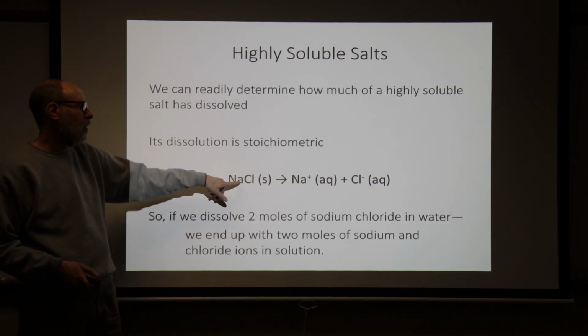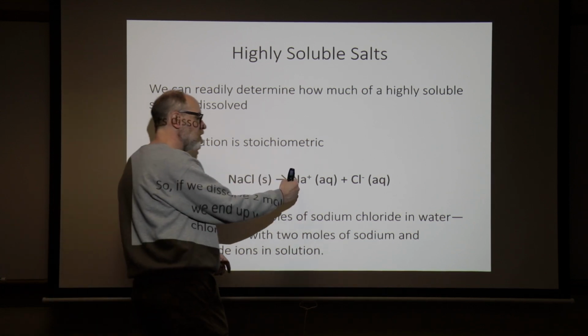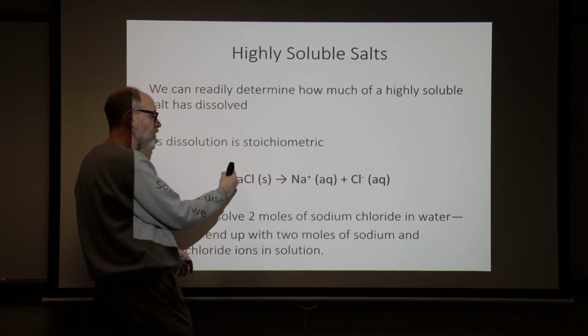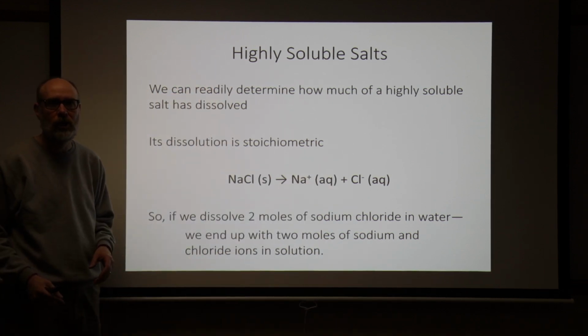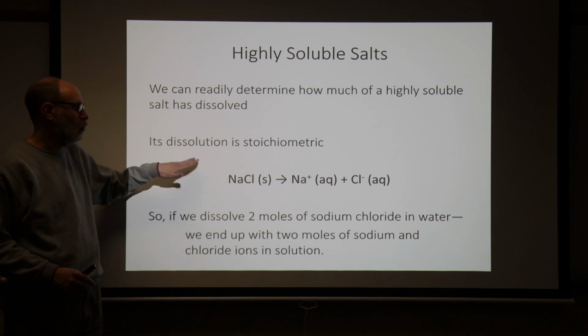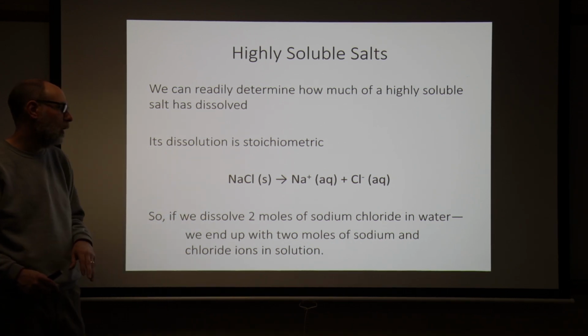So if we have something like sodium chloride and we put it in solution, 1 mole of sodium chloride produces 1 mole of sodium ion, and 1 mole of chloride ion, when it's dissolved in solution or dissolved in water. So it's stoichiometric in the same way that strong acids and strong bases are stoichiometric.